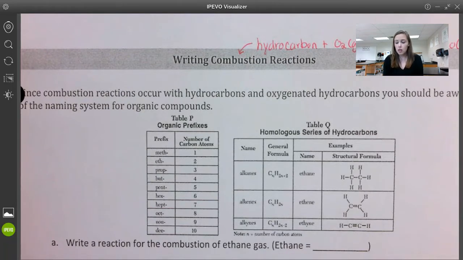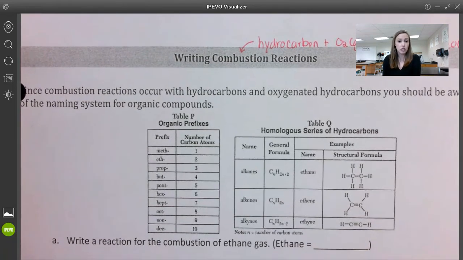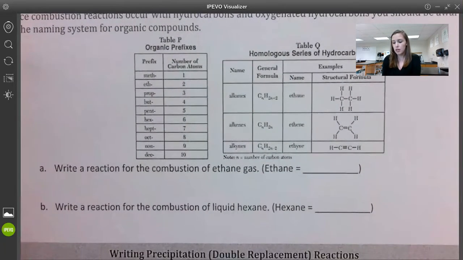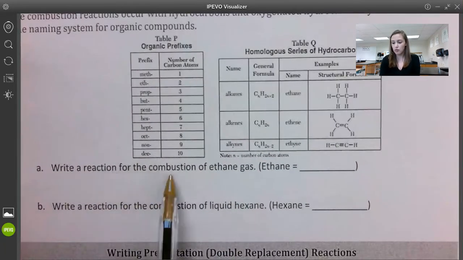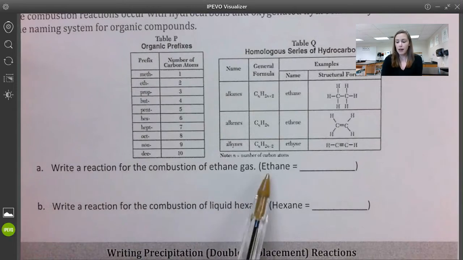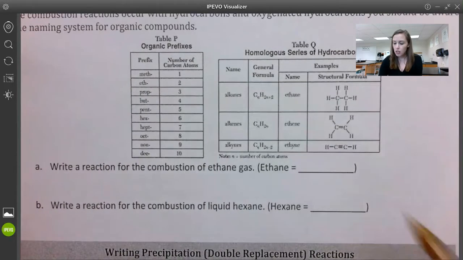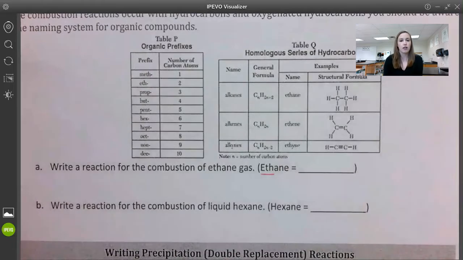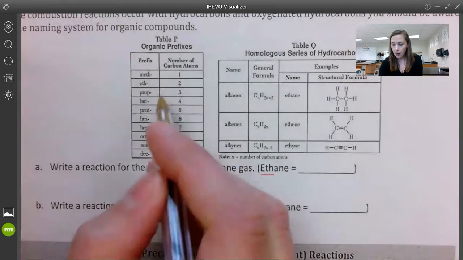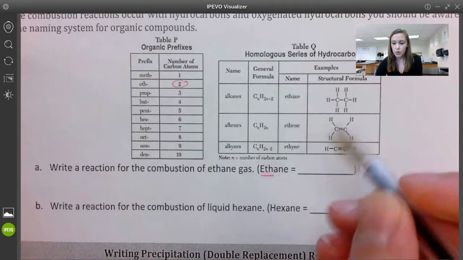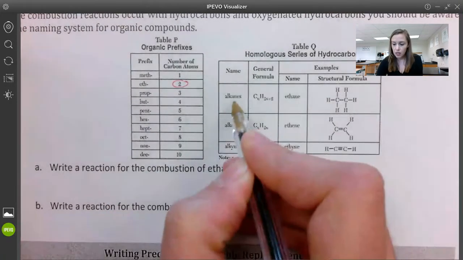So one little thing is, and this is in the Regents reference tables, but just so you can have an idea of where this is coming from, if in letter A we had to write a reaction for the combustion of ethane gas, we can actually use our tables on here to get the formula. Our organic compounds have a special set of prefixes that represent the number of carbons. And for ethane, eth would be 2 carbons.